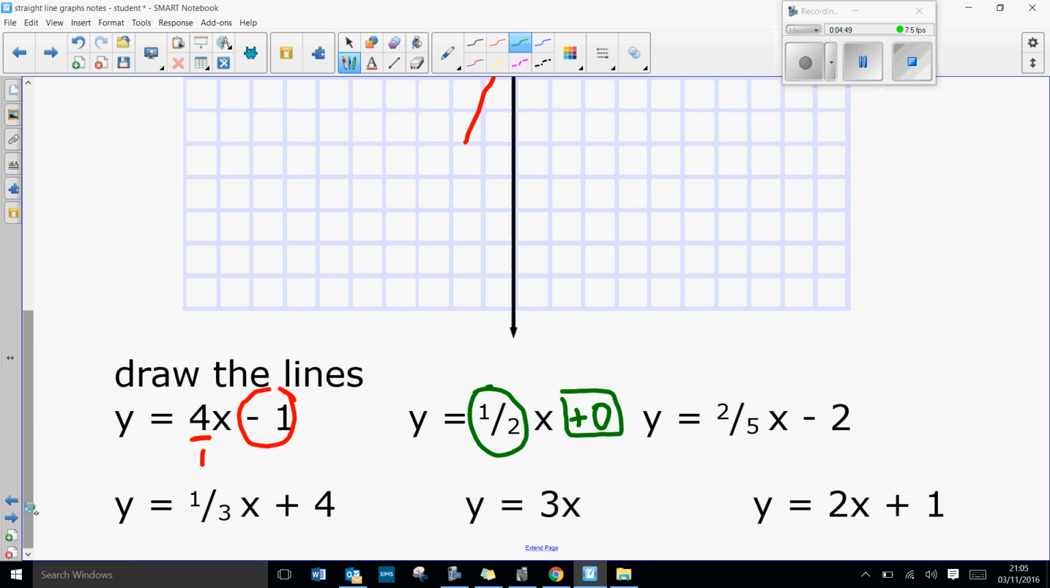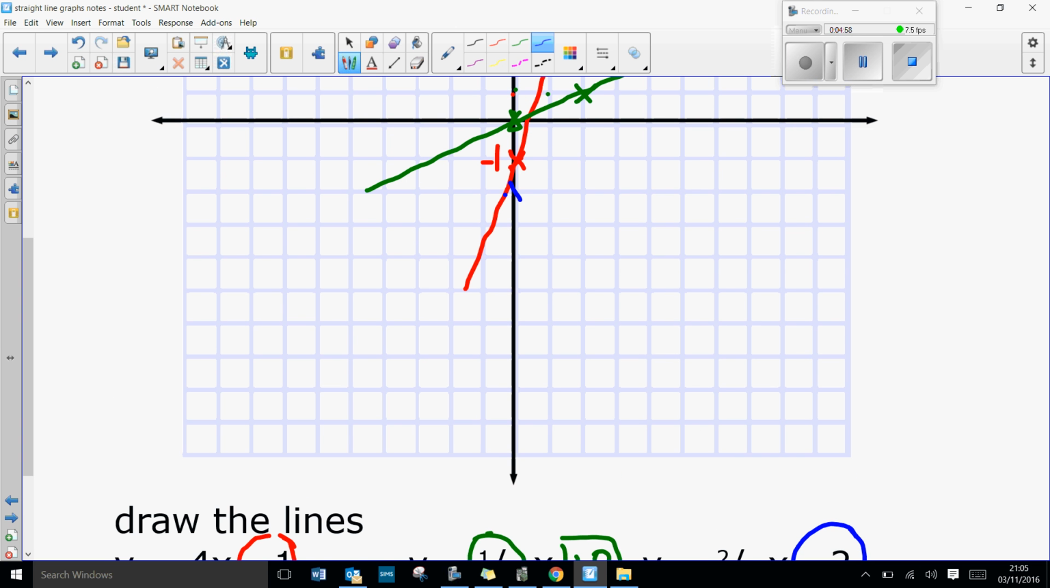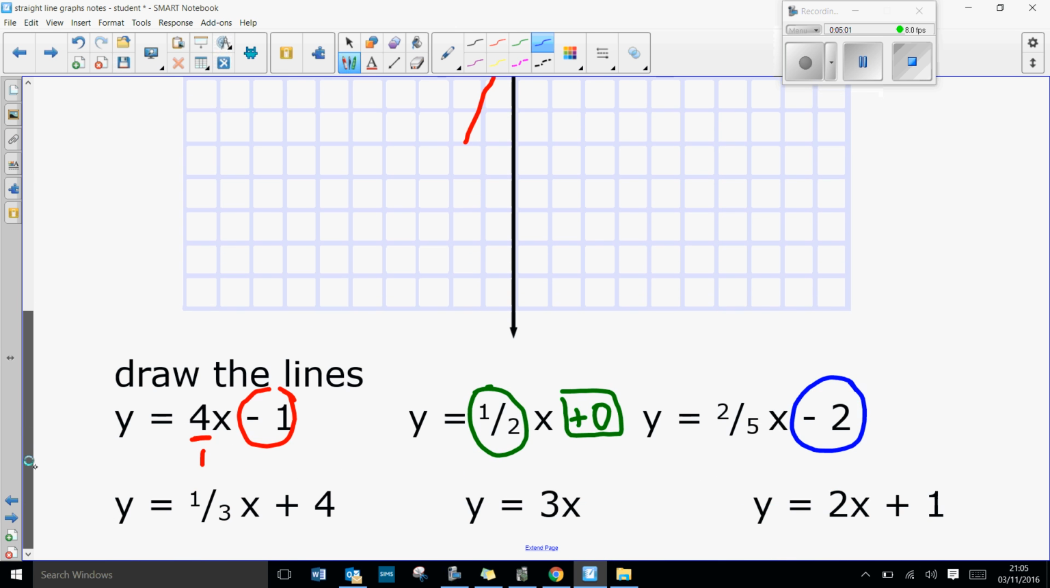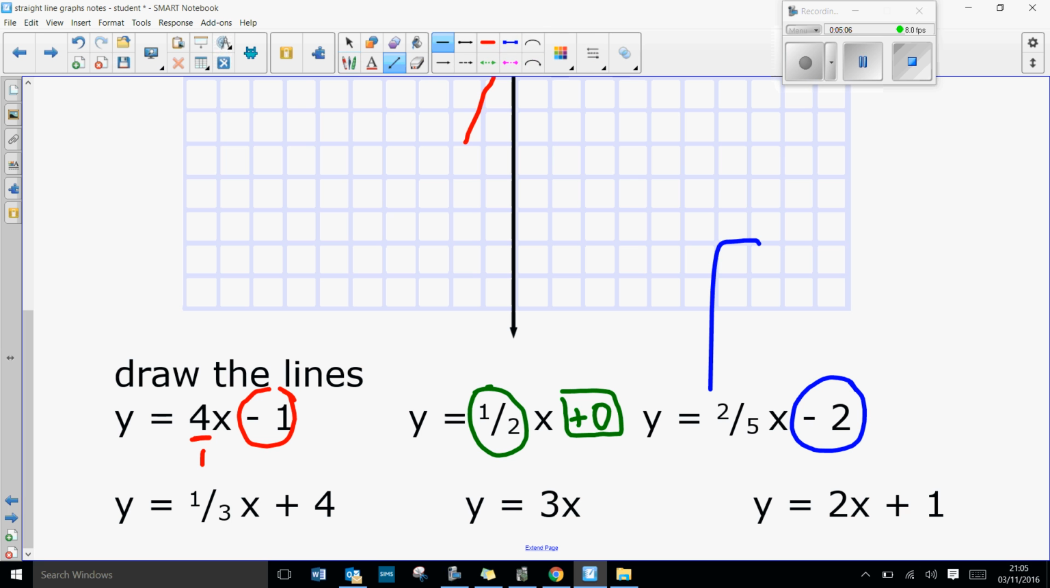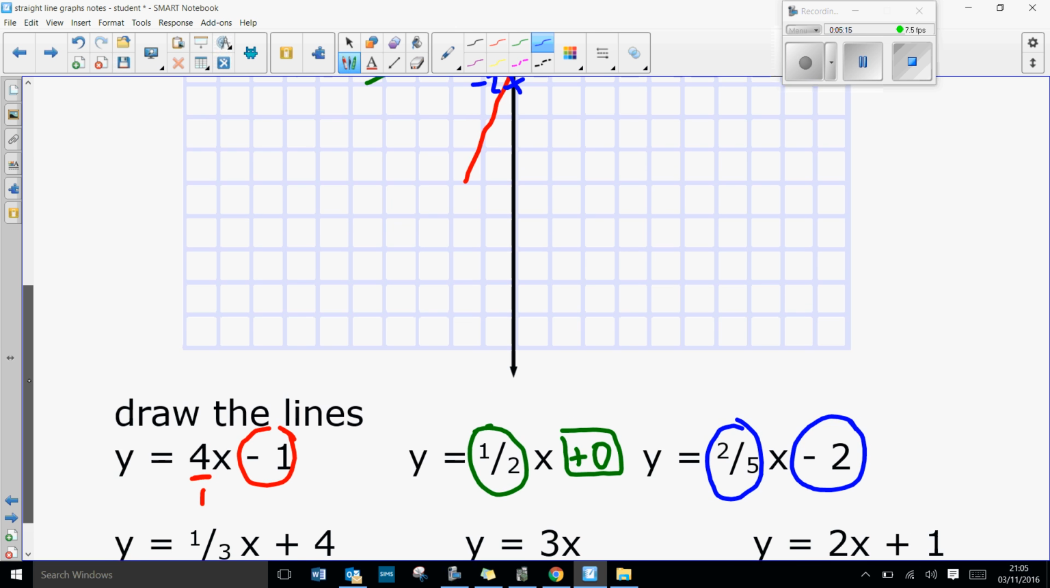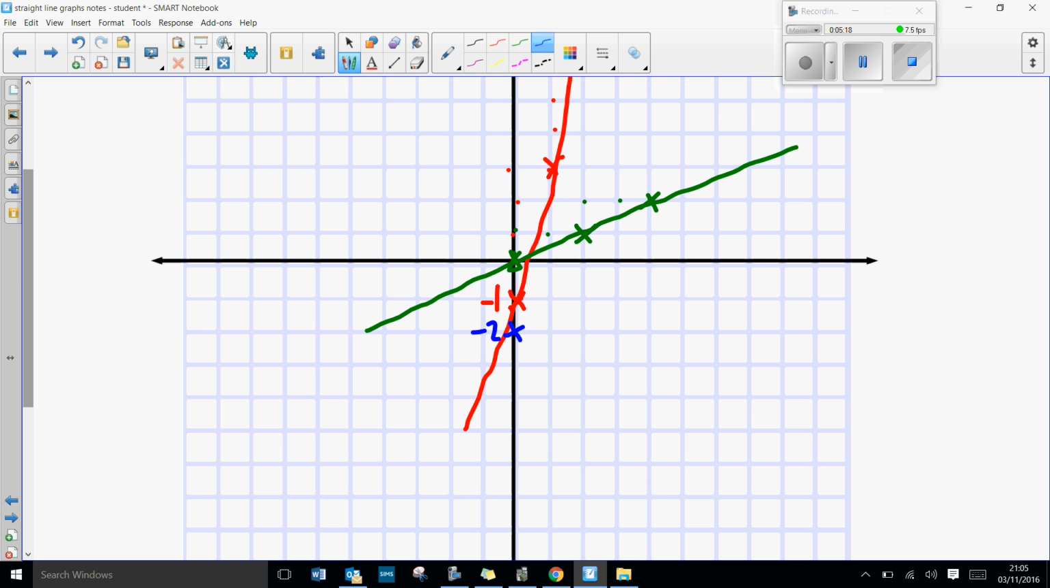The next example. This one is going to start at -2 on the y-axis. We're all getting a bit close together. So this is -2. And we have a gradient of 2/5 this time. So 2/5 is our gradient. So from that point -2, we're going to rise 2, run 5. Rise 2, run 5. 1, 2, 3, 4, 5. And rise 2, run 5. And there we go.